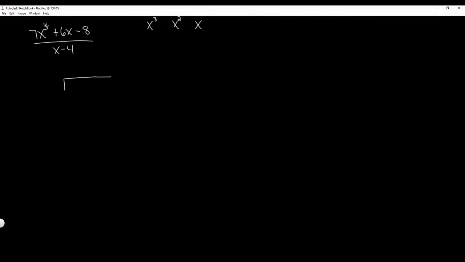So anytime it skips a power, like from 4 to 2, you need a 0 for the missing one. If your polynomial has a highest degree of 5, you need coefficients for the powers 5, 4, 3, 2, 1. And if it's missing any of them, you're going to have to write a 0 as that coefficient. So we're going to bring down a 7 for x cubed. For x squared, we have a 0. For x, we have a 6. And then we have a constant of -8. So for this, we're just going to switch the sign of -4, and we're going to divide all this by 4.